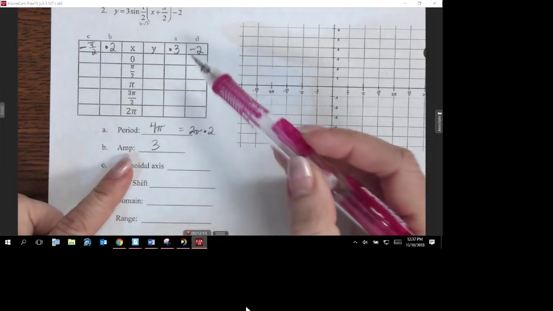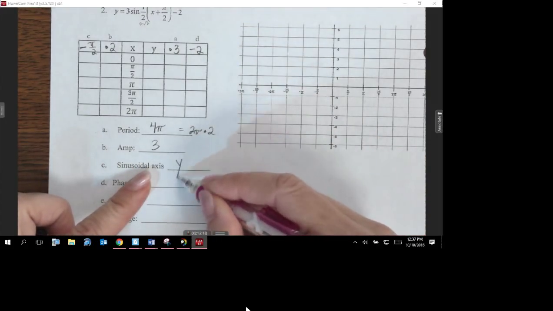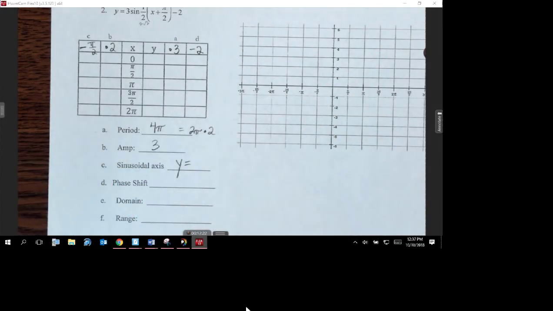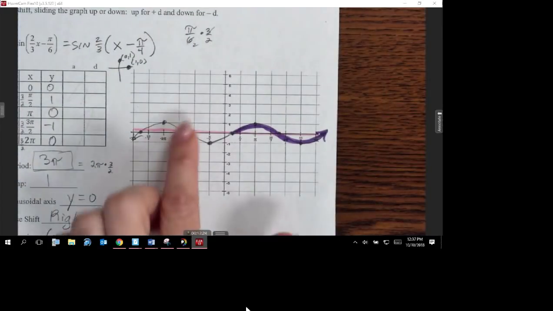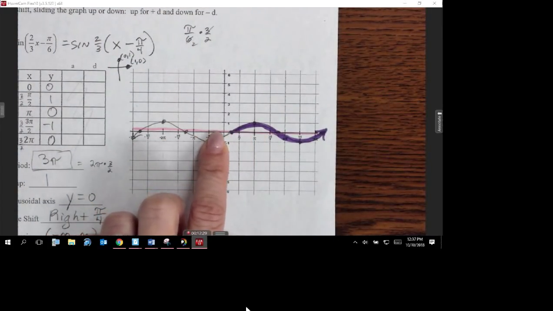The vertical stretch or shrink is always positive. The sinusoidal axis. This one might be a little bit more tricky to do without the graph, but I'm going to help you out. Normally, the sinusoidal axis is at y equals 0, unless we have a what?